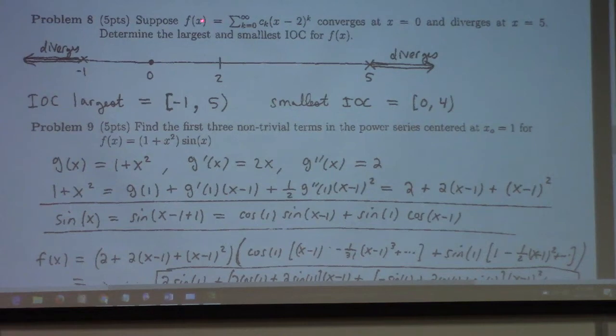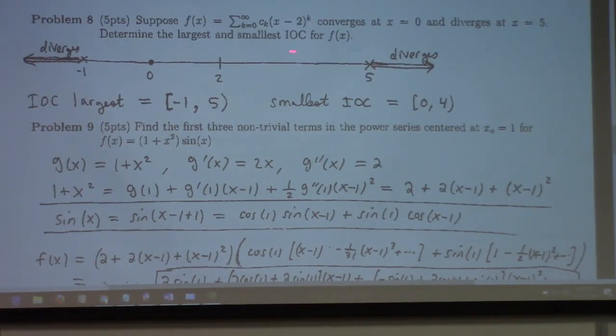So here we have a power series. Where is it centered? 2, right? We're also given that it converges at x equals 0 and it diverges at x equals 5. So here's my picture. It centers at 2. We've got this point of convergence at 0. We've got this point of divergence at 5. So everything past 5 has to diverge. That's the theorem.